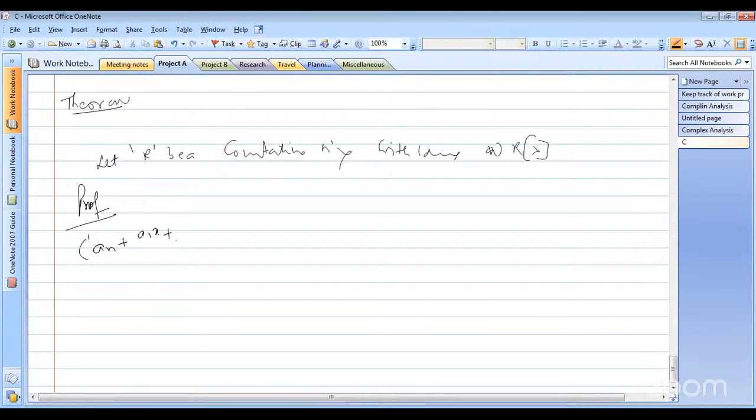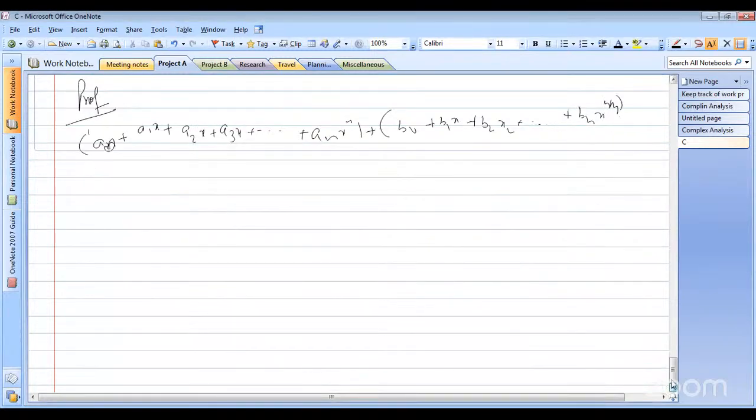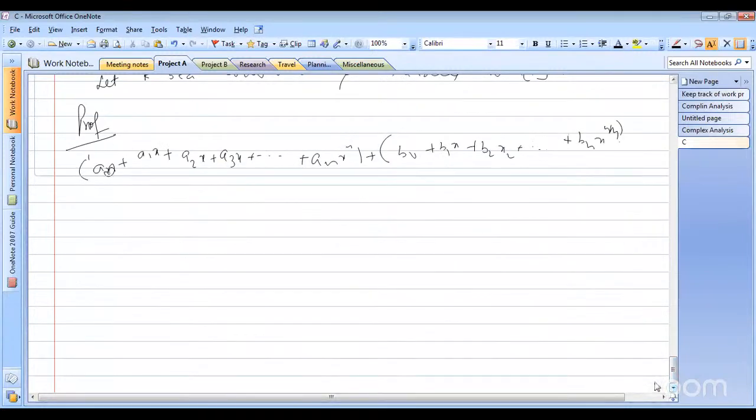a0, a1x, a2x^2, a3x^3, and so on, a_n x^n, and b0, b1x, b2x^2, and so on, b_m x^m. So this is a0, you have to take a0 here. So b_n x^n we are taking here.